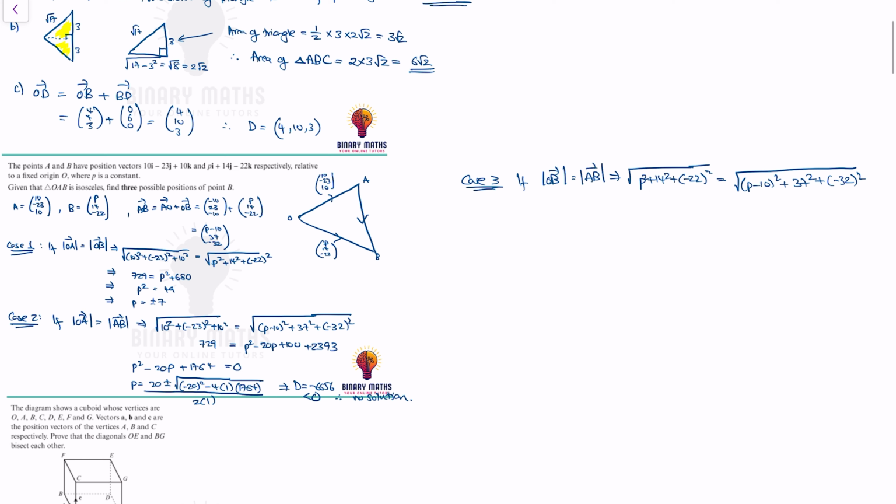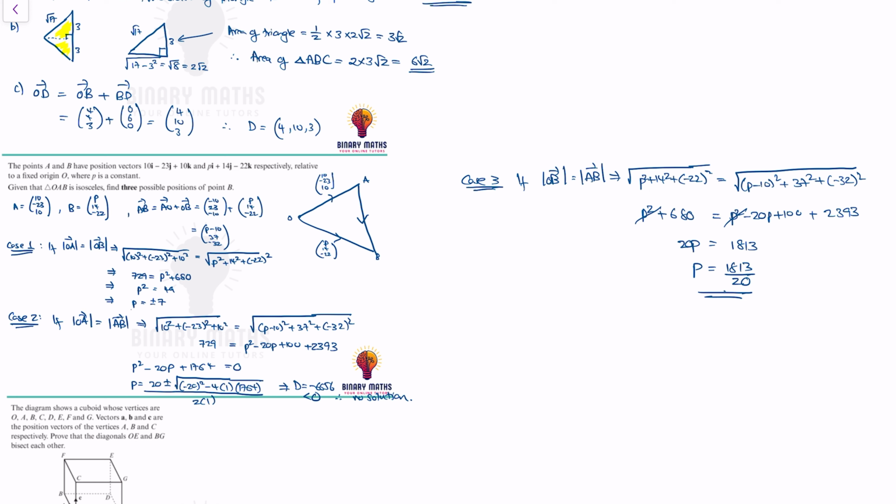So on the left hand side, if we get rid of the square root and we simplify, we get P squared plus 680 is equal to P squared minus 20P plus 100 when we expand the bracket, plus 37 squared plus 32 squared is plus 2393. Get rid of the P squareds. So if I move the 20P over, on the left hand side I get positive 20P. 2393 plus 100, take away 680 gives me 1813. P must be equal to 1813 divided by 20. So that's my other solution.